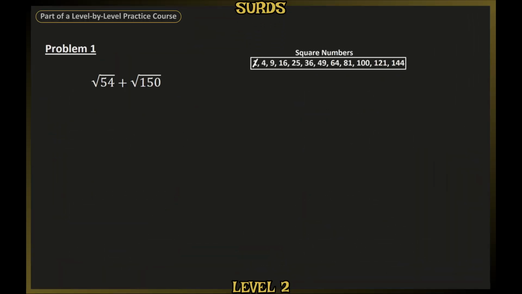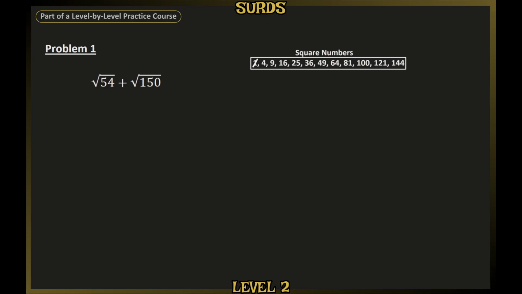In problem 1, we're simplifying the square root of 54 plus the square root of 150. Now when we add and subtract surds, it's very similar to collecting together like terms. We can only add or subtract when the surd parts are the same, and at the moment they're not. So what we're going to aim to do here is simplify each of the surds to have the same surd parts in each, and then we can add or subtract them.